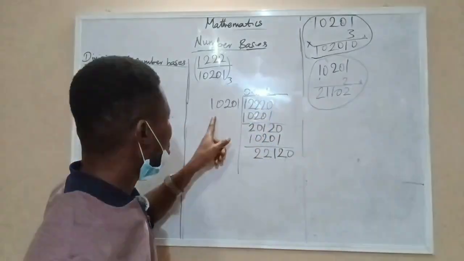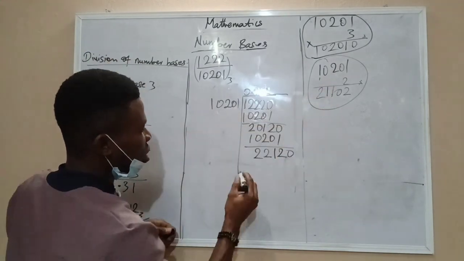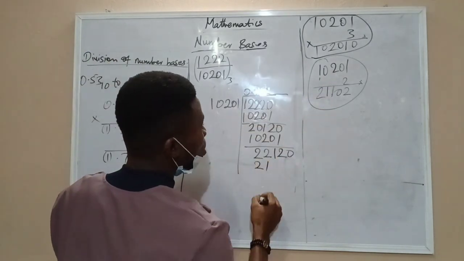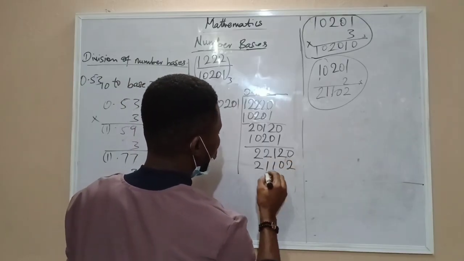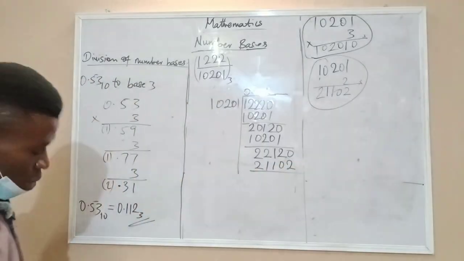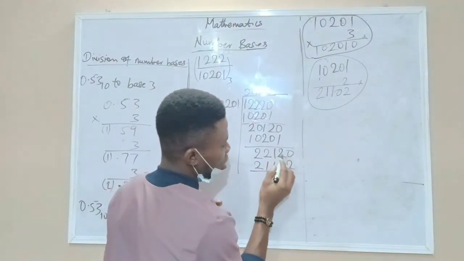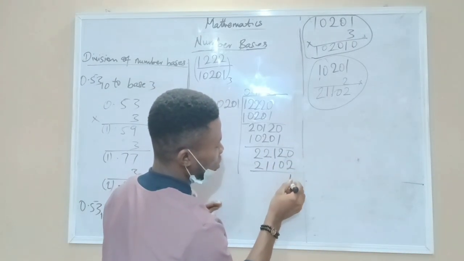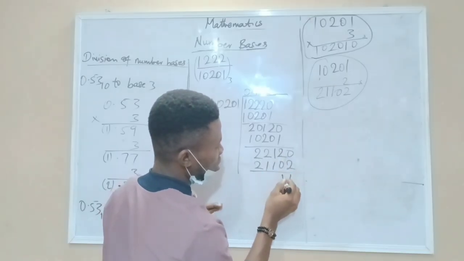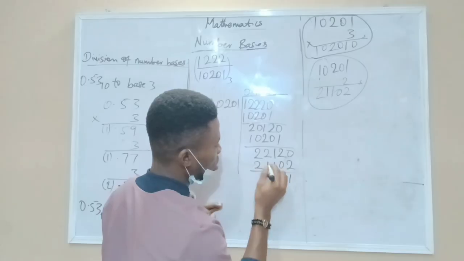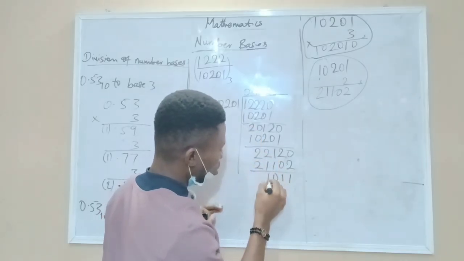Then 2 multiplied by this will give us this, which is 21,102, right? And then when we subtract 3 minus 2, have 1. What is here is 1. 1 minus 0 is 1. This is 0. 2 minus 1 is 1.